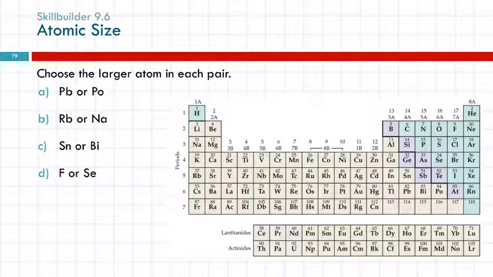Choose the larger atom in each pair, Pb or Po. So you find them on the periodic table. There's Po, and there's Pb. So what's the trend? As we go across from left to right, are they getting larger or smaller? Smaller. So they're getting smaller going across. So that means polonium is smaller. That means lead must be larger. So it's asking us to choose the larger. So lead is the larger one. Does that make sense?